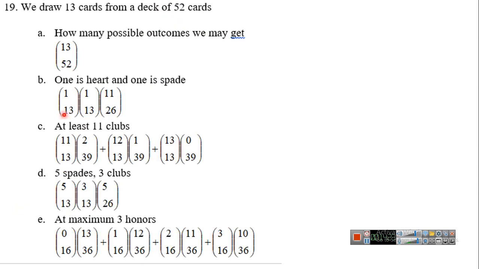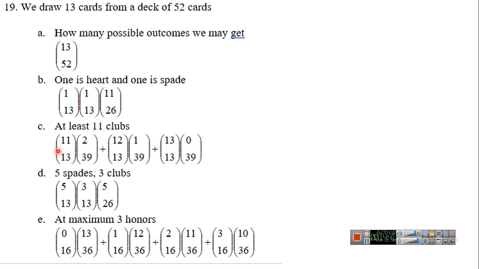We draw 13 cards from a deck of 52 cards. How many possible outcomes you may get? We know 13 out of 52. We need to pick 13. 1 is heart, and 1 is a spade. So 1 out of 13, 1 out of 13, remains 11 cards, diamond or club, 26.